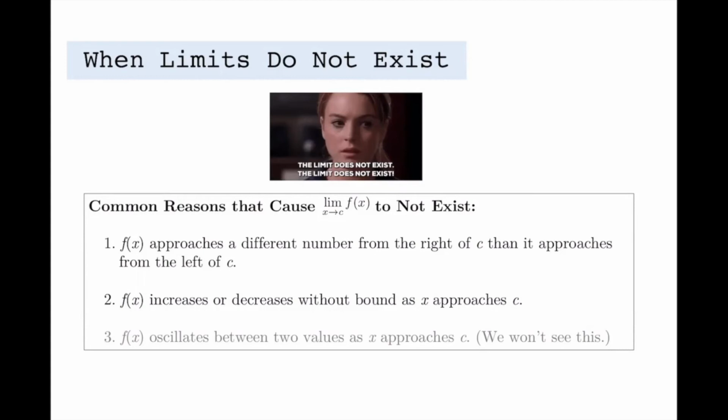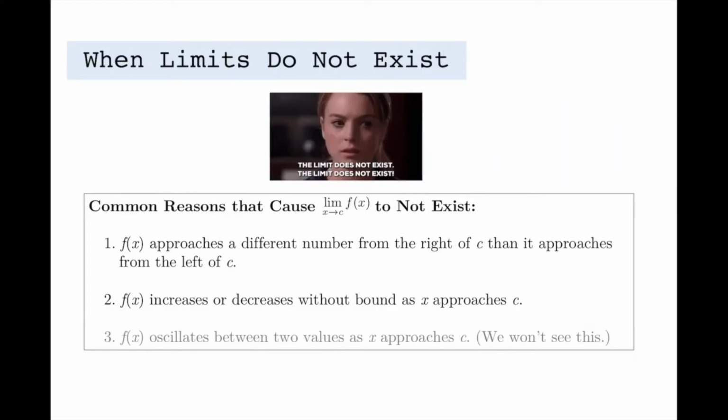Now we will discuss situations in which a limit may not exist. If you've seen the movie Mean Girls, you know that this can happen already. There are three common reasons that cause a limit to not exist. One is if the function approaches a different number from the right side of c than it approaches from the left side of c. A second is if the function increases or decreases without bound as x approaches c.